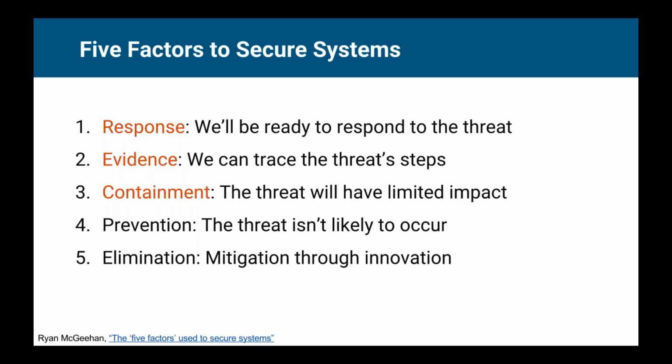Things that we're not going to talk about too much today, because I think it's been covered a lot in the industry and they're more established steps in this process, are prevention, where the threat isn't likely to occur. This is namely patching and making sure that attacks aren't possible for known tactics. And the fifth, elimination, which he describes as mitigation through innovation. This is ways to mitigate an entire class of attack or class of vulnerabilities. So at least on the software security side, we focus a lot on the last two.